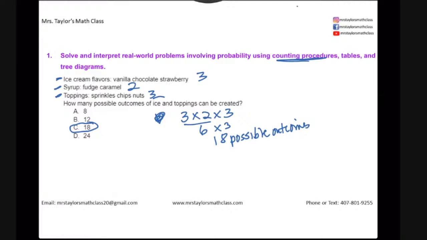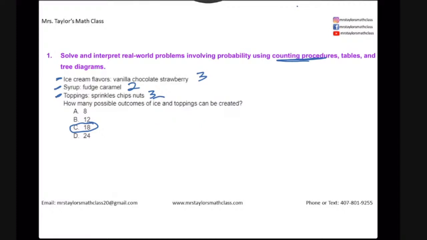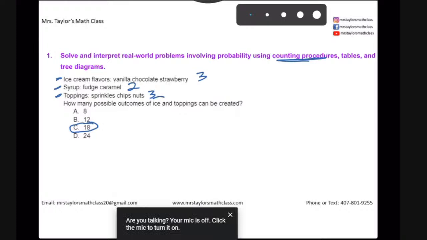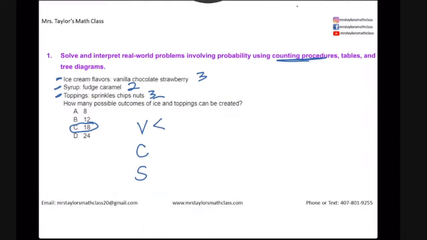Have y'all seen a tree? Let's make a tree. It gets a little complicated. Let's say you have the 3 choices here. You can have vanilla, chocolate, and strawberry. With that choice, you get fudge or caramel. Fudge or caramel. Fudge or caramel. Now, each one of these has 3 choices. I know this looks funny, but just go with it, okay?